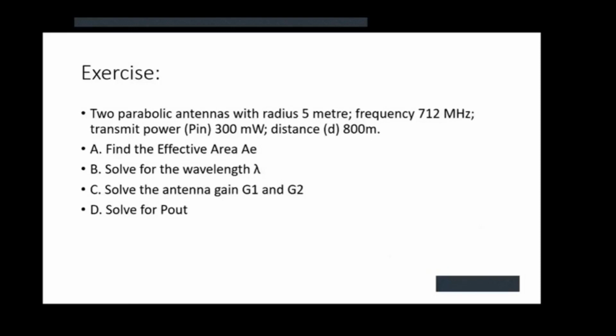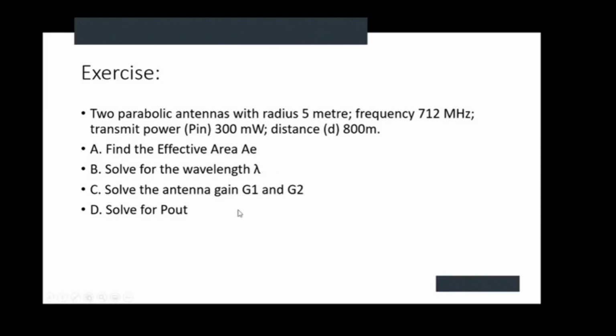Okay, so for our exercise problem, let us solve a similar problem. I just gave a different given, but we'll be using the same formulas. Two parabolic antennas with a radius of 5 meters and operating frequency of 712 megahertz and transmit power of 300 milliwatts, and the distance between them is 800 meters. So let us find the effective area, wavelength, gain, and output power.